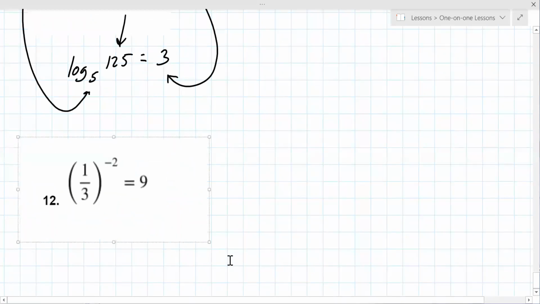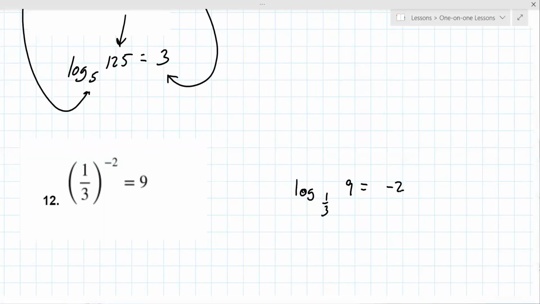We're going to do this again. Log base 1/3 of 9 equals -2. I think you said "to the 9." It's not an oral exam or anything, but it's important to know how to say it correctly, properly.